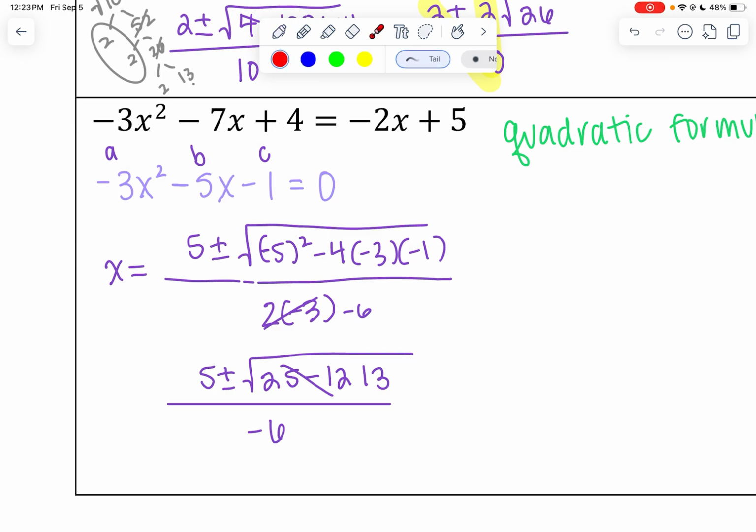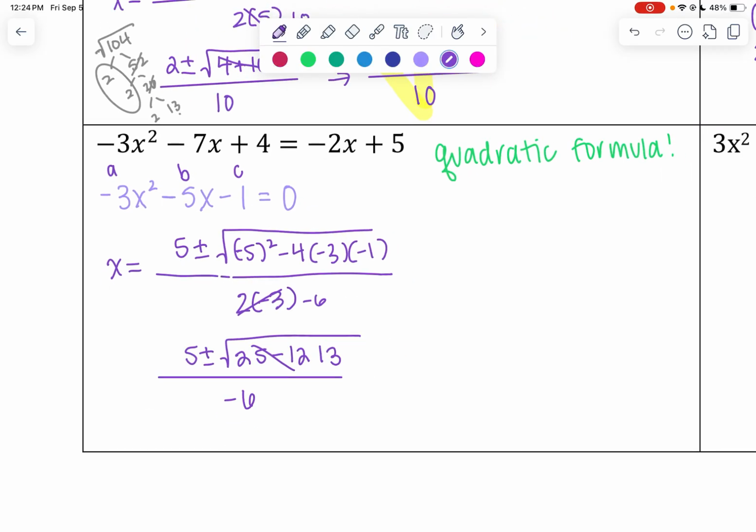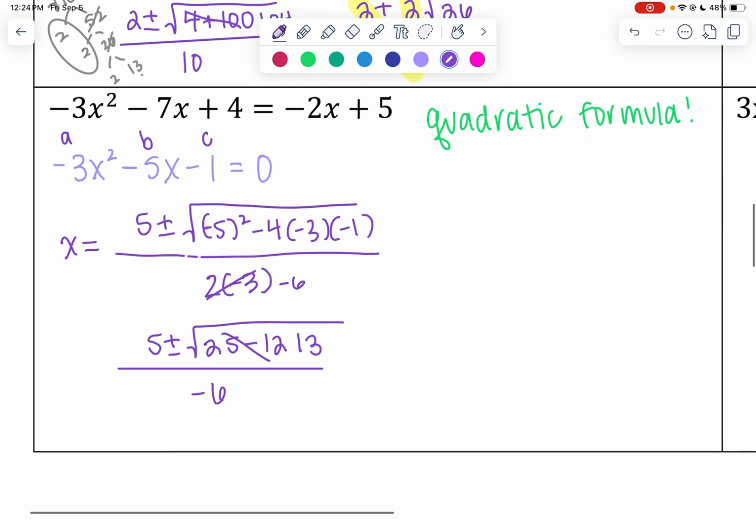So if you did have 2 negatives, which you don't, then just change them to be positives. If you have 1 negative, it doesn't matter if the -6 is there, or if you had -5 over +6, you just have 1 negative in the mix, okay? This is another reason why quadratic formula is your last resort. So our answer here would be x equals 5 plus or minus the square root of 13 all over -6.